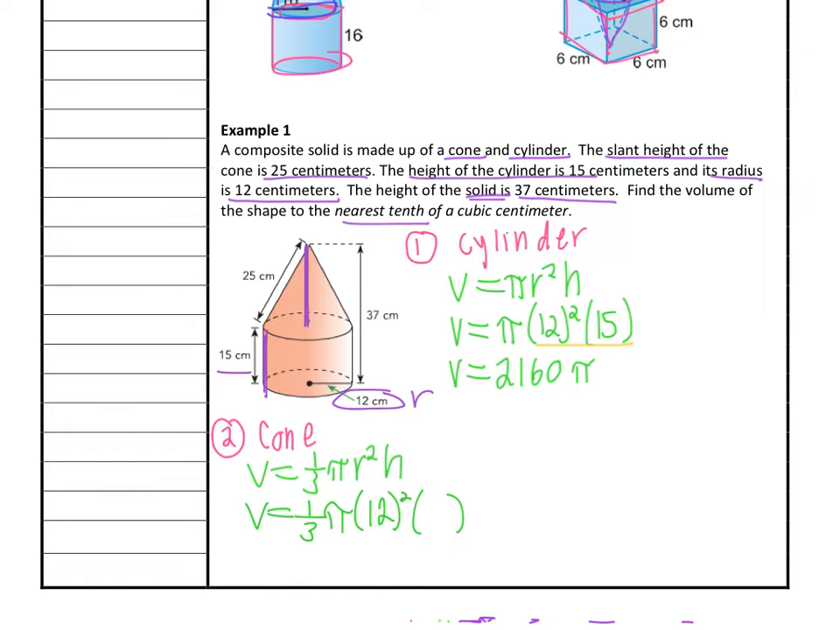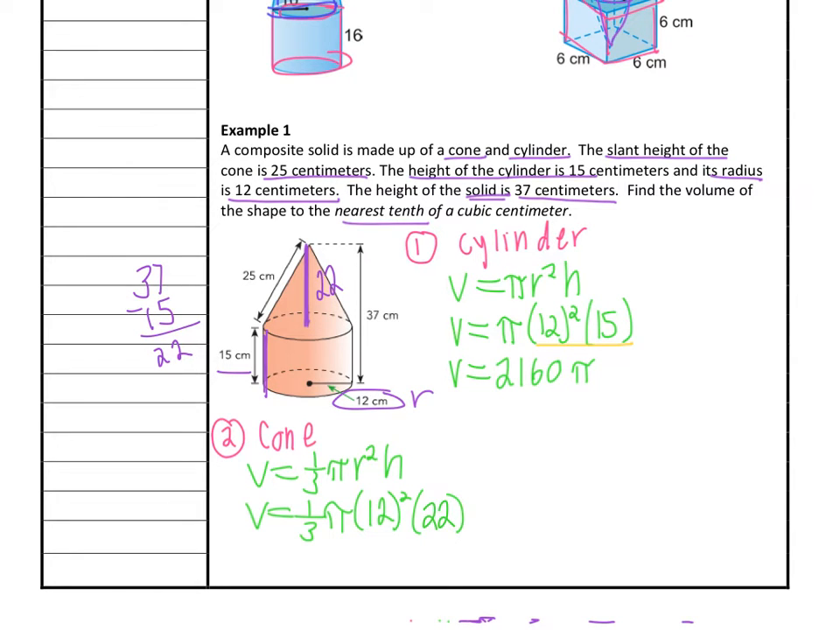Well, I know the overall height here is 37, and I know the height of the bottom was 15. So if I subtract those two numbers, that would leave me with a height here of 22. And I got that from doing 37 take away 15 leaves me with 22. So that's going to be the height that I use here.